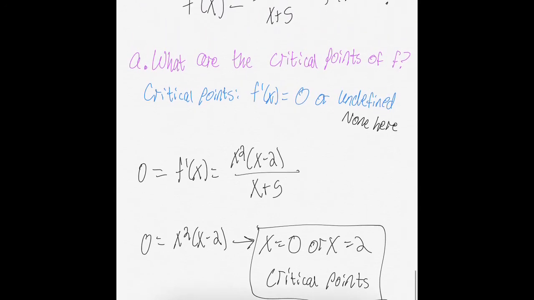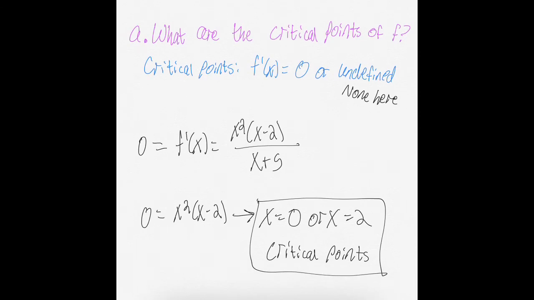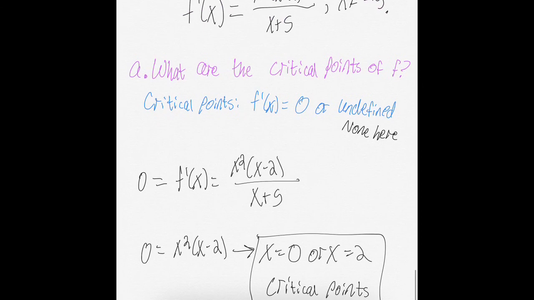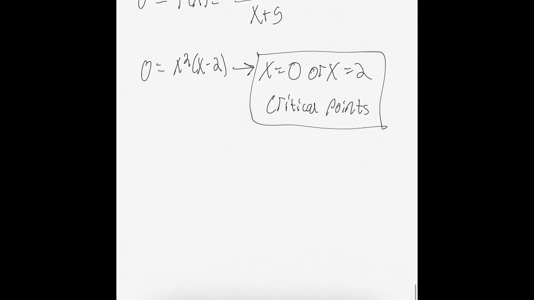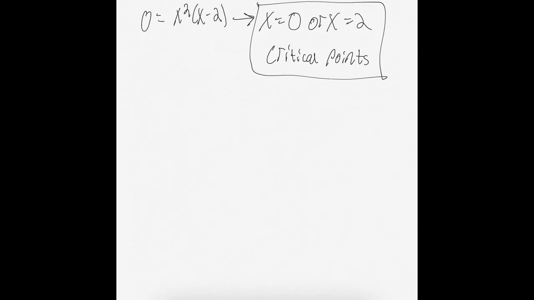I was looking, and I don't think it's asking us to find the y coordinates, but if we did, all that we would do is plug those x values into our function. So x equals 0 and x equals 2, those are our critical points. Again, all that we have to do is set 0 equal to that derivative, which is given to us. We would also have to check for places where the derivative is undefined, but here those do not exist. Okay. Moving on.